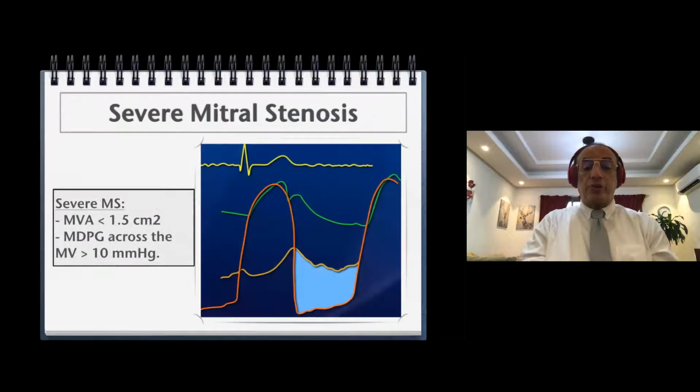Severe mitral stenosis definition: if the mitral valve area is less than 1.5 centimeter square, or the mean diastolic pressure gradient across the mitral valve by echocardiography is more than 10 millimeter mercury. And you can appreciate here on the right side the aortic pressure and mean pressure, and the blue area here represents the diastolic gradient across the mitral valve. Here it was significant during the hemodynamics in the cath lab.